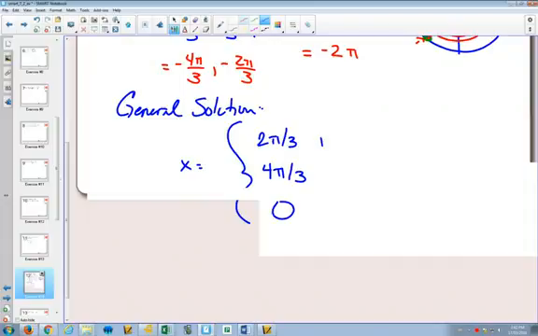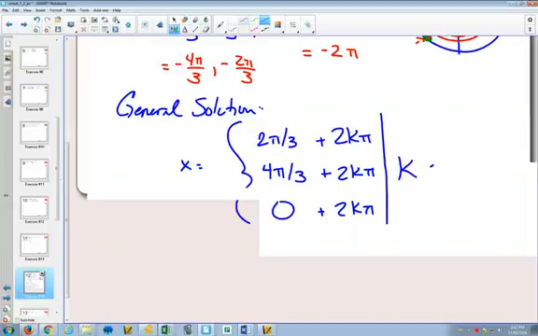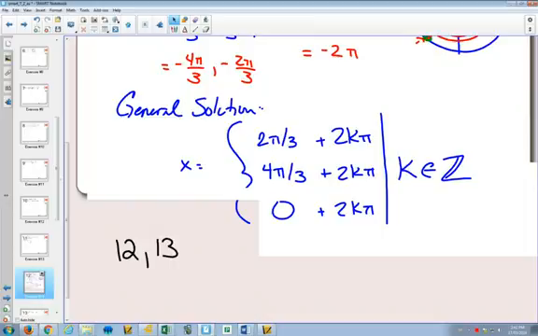Then, for the general solution to each one of our answers from 0 to 2 pi, we can add 2k pi, where k is an integer. So I'd like you to try 14b right now, and you can do questions 12 and 13 as well.